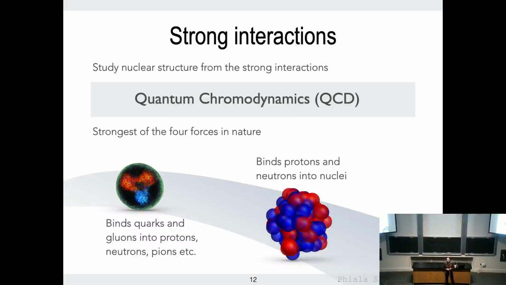Okay, so if we're going to talk about the structure of protons, neutrons, and atomic nuclei from the standard model, we have to talk about quantum chromodynamics, that's QCD, that's the strong interaction part of the standard model. The strong interactions are responsible for binding the quarks and gluons into protons and neutrons, and binding the protons and neutrons into nuclei. So of course it's critical if we're going to talk about the structure of those protons, neutrons, and nuclei.